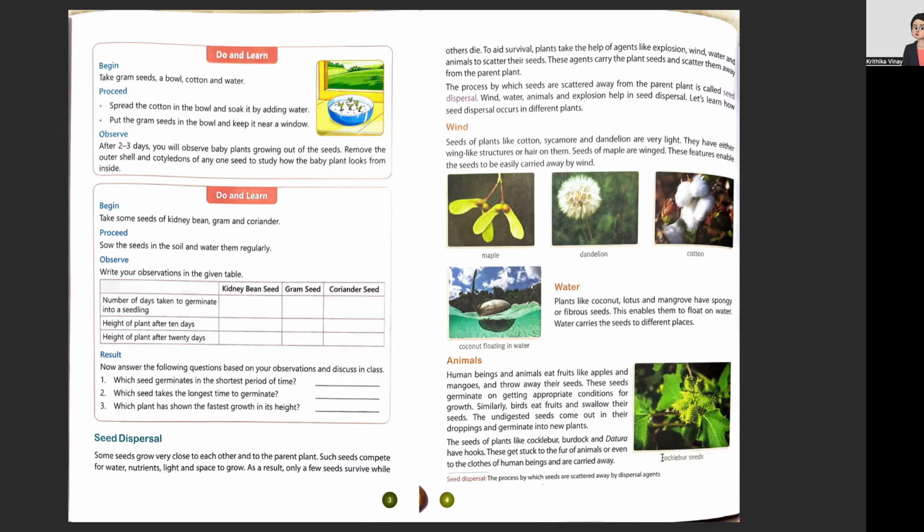Wind. Seeds of plants like cotton, sycamore and dandelion are very light. They have either wing-like structures or hair on them. Seeds of maple are winged. These features enable the seeds to be easily carried away by wind. Okay, you can see a few pictures over here.